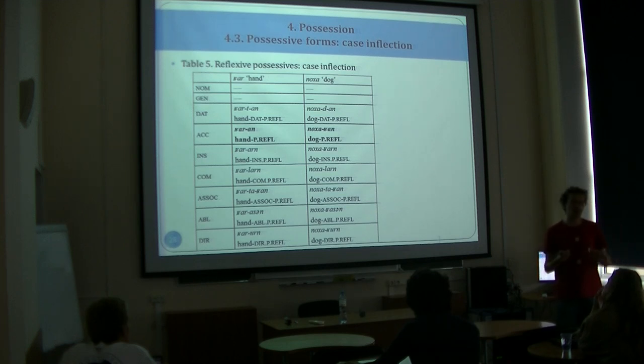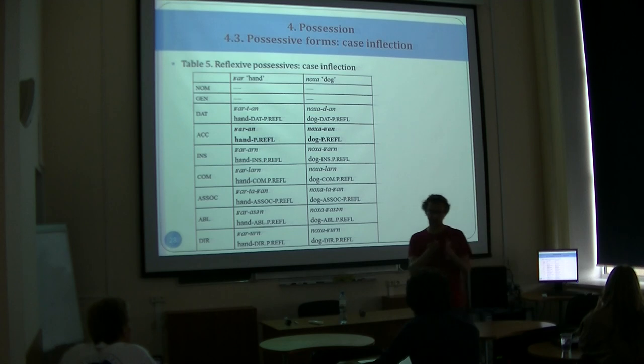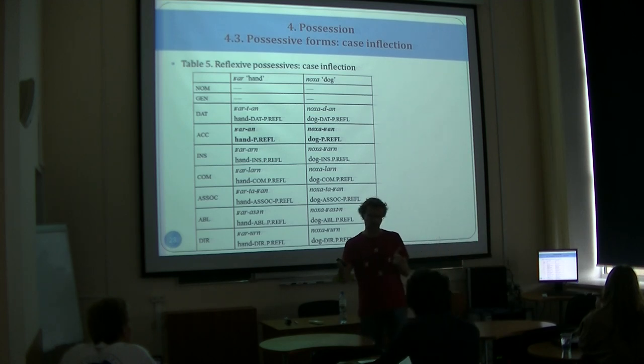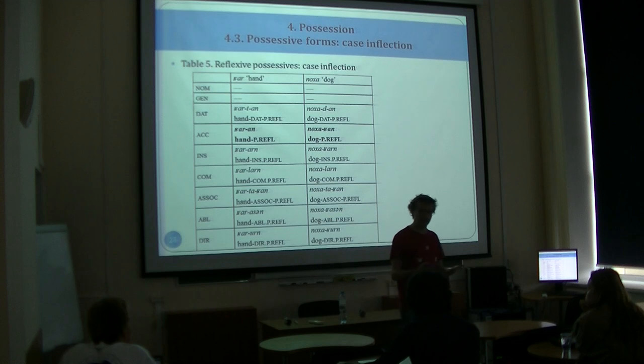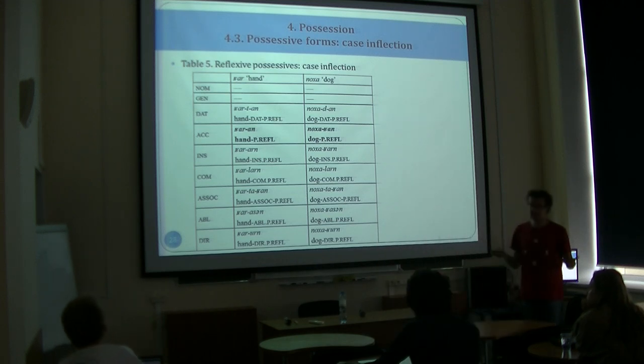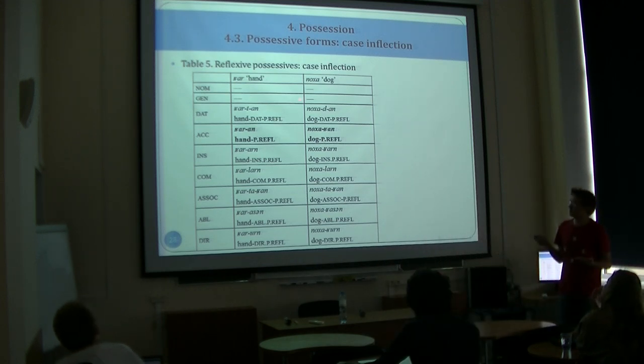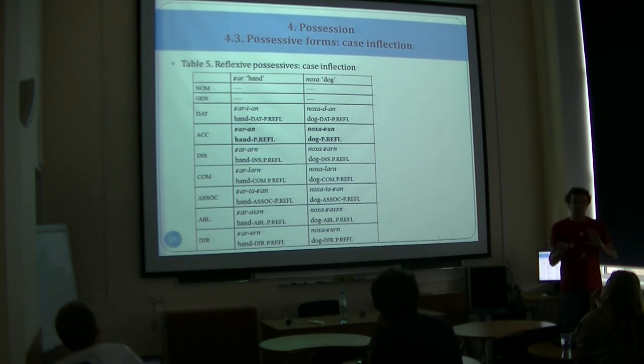Well, it's very economic. If we don't have a form of the nominative, which would be just the stem and the possessive reflexive marker, because we don't need it, probably we can exploit the same form for something else, for example, for the accusative, which is the next most frequent case. Very elegant. What about the genitive? There are no possessive genitives in this language.